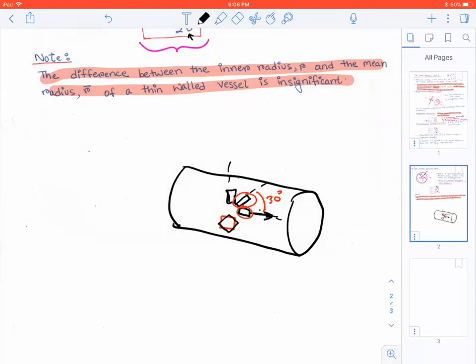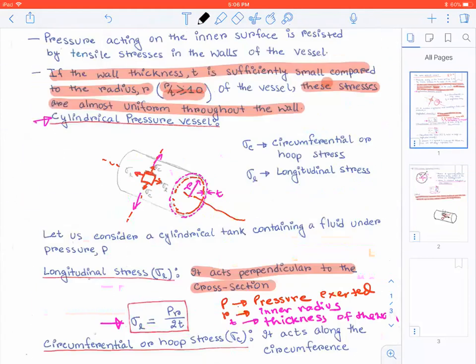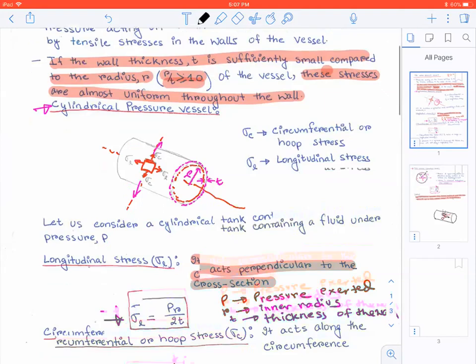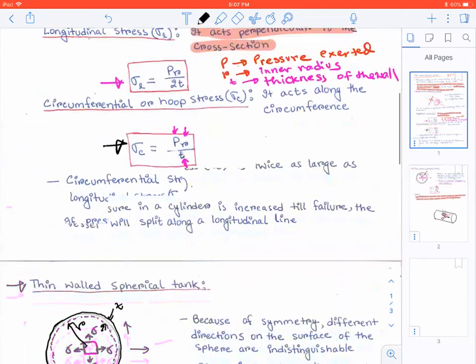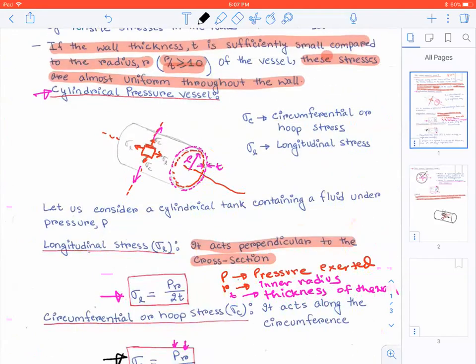Say if this is 60 degrees for this one, then you have to rotate it 60 degrees compared to the red element. So in different directions, obviously your stresses are going to change. But if you want to calculate the stresses in the longitudinal and circumferential direction, these are the equations that you can use. So you can consider this to be your X direction and your Y direction.